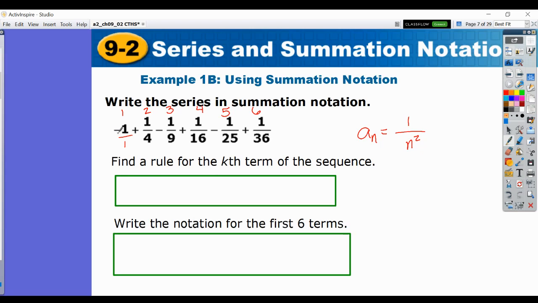So what happens with negatives, if it's alternating, what we can do with negative is take negative 1 to whatever power we want. So since this is a -1 term, if I raised it to the nth power, if I did -1 to the first power, I would get negative. If I do -1 to the second power, I would get positive.